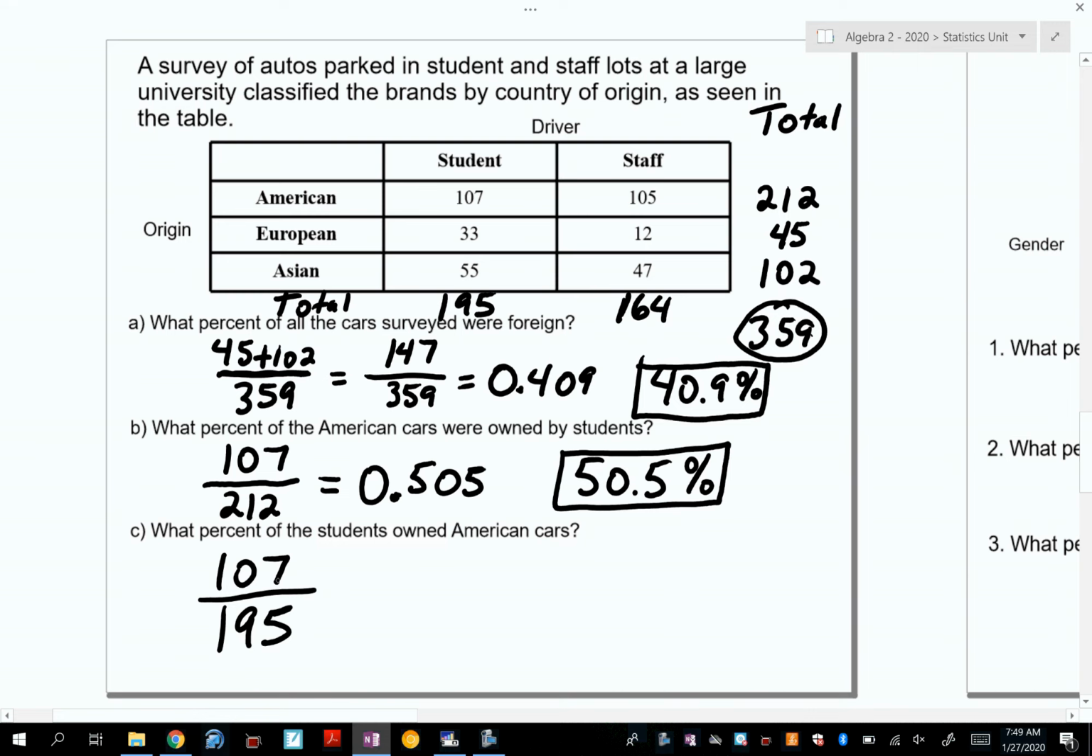The most common mistake I see when students start to do this is they'll get the denominator right, but then they'll go, oh, American cars, and they'll put 212. And now you've got a bigger number in the numerator, which should never be happening. Okay? Your numerator will always be smaller. So once you pick whatever row or column, whatever variable they want you to focus on, stick to that row or column. Okay? 107 divided by 195. I got 0.549. Excellent. All right, so I'm going to write 54.9%.